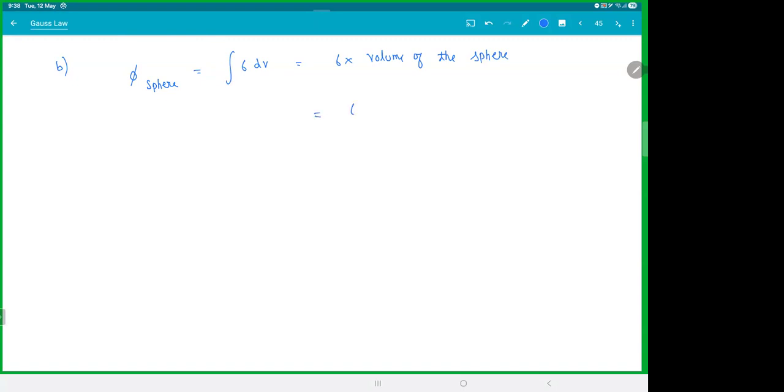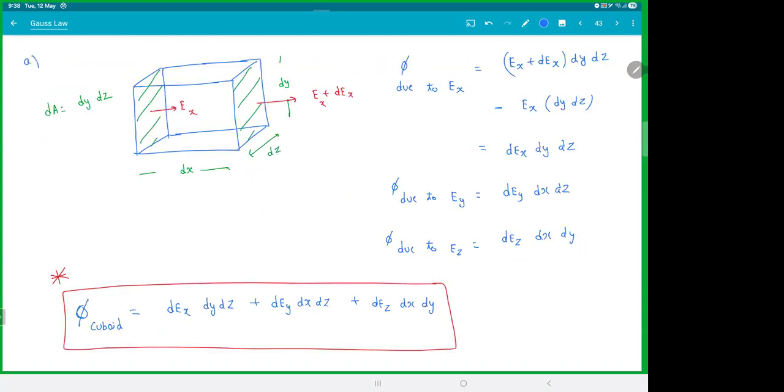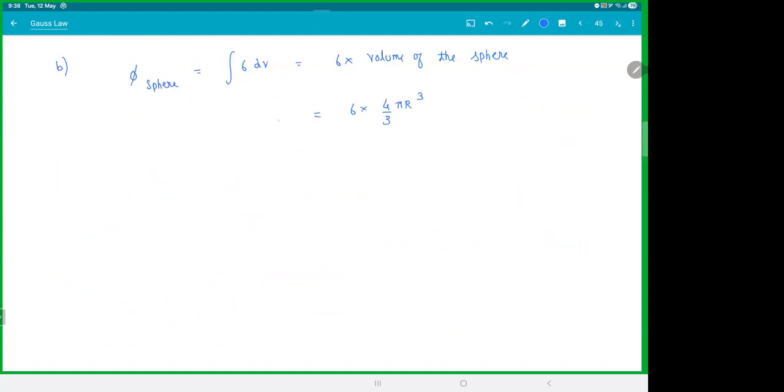So the first and the second are related. If you don't get the first one, you won't get the second one. That will be 6 into 4 by 3 pi r cube. What are you asking? You are asking for the charge enclosed. But I know flux is nothing but charge enclosed by epsilon. This is what we proved before. So that you got the answer.